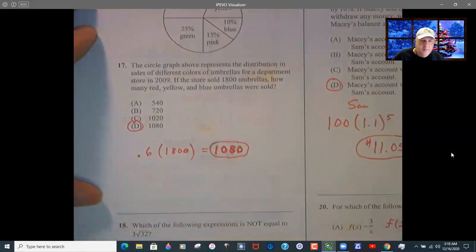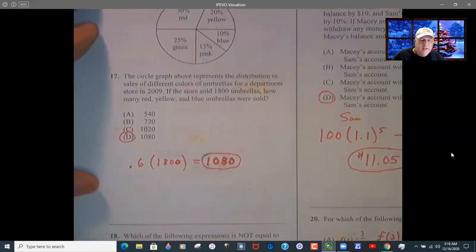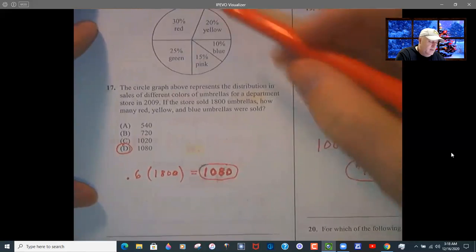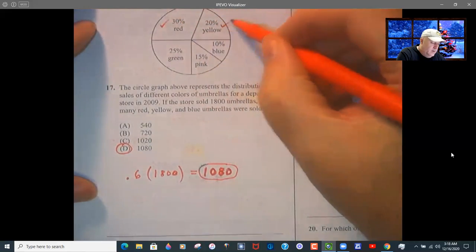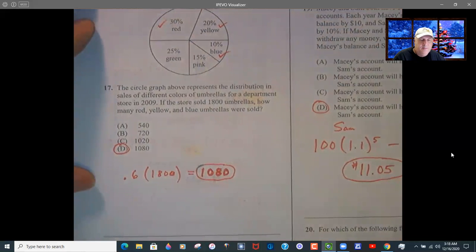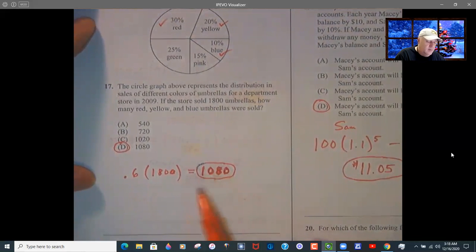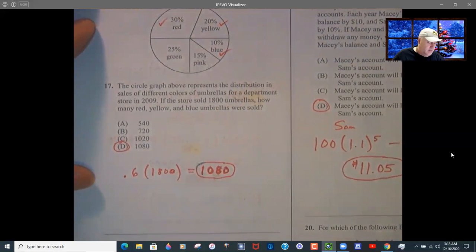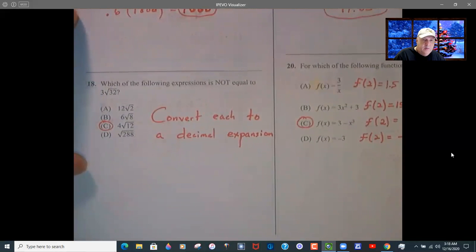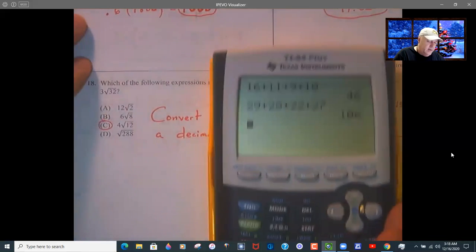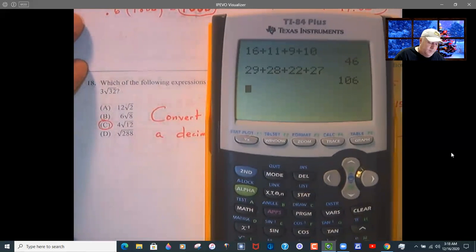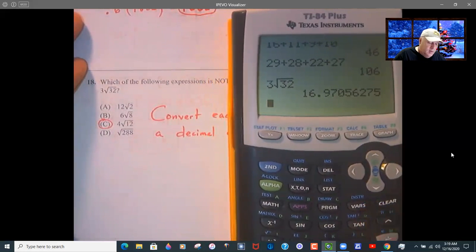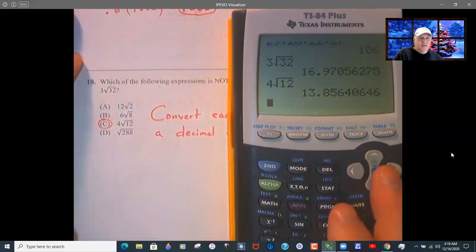Problem 17, pretty simple. How many red, yellow, and blue were sold? So you have to add the red, the yellow, and the blue together, percentages. That's 60% of the total of 1,800. So straight percent calculation on that. Problem 18, which is not equivalent to 3 times the square root of 32. So you're going to basically use your calculator to do this. There's 3 times the square root of 32. And then when you hit 4 times the square root of 12, you'll see that they indeed are not the same.